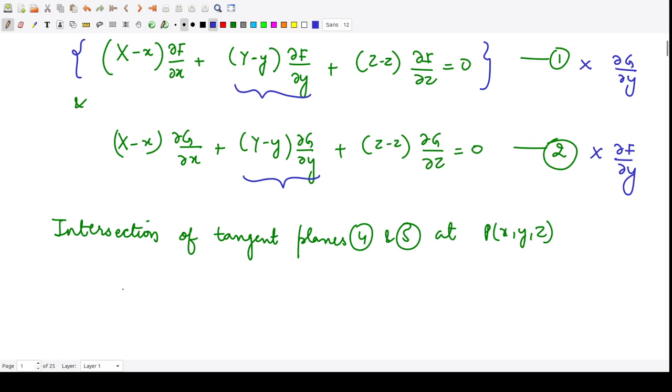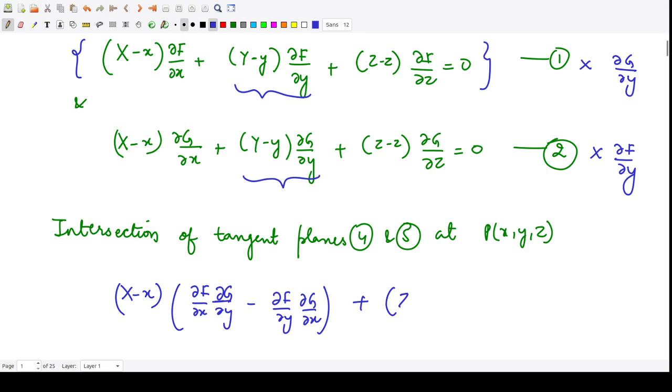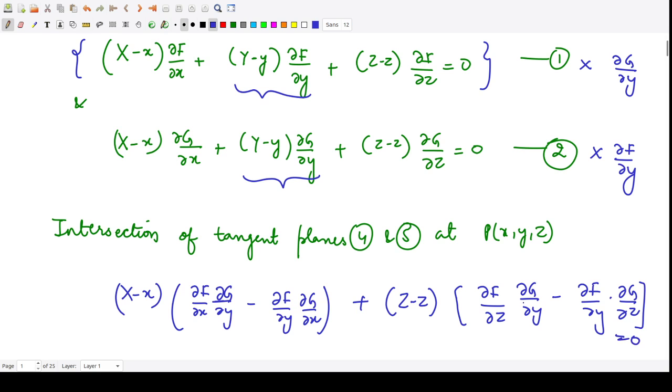So when you do that, you have (x − X) multiplied by (∂f/∂x ∂g/∂y − ∂f/∂y ∂g/∂x), and the second factor would cancel out, and the last factor would be (z − Z) multiplied by (∂f/∂z ∂g/∂y − ∂f/∂y ∂g/∂z), and that is equal to 0.